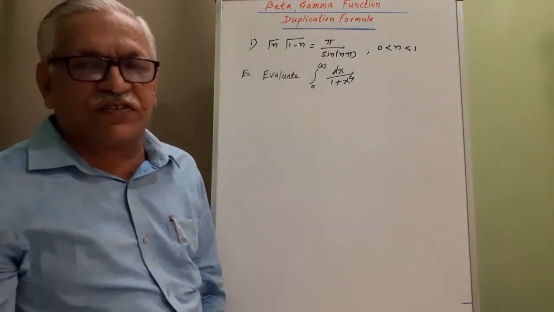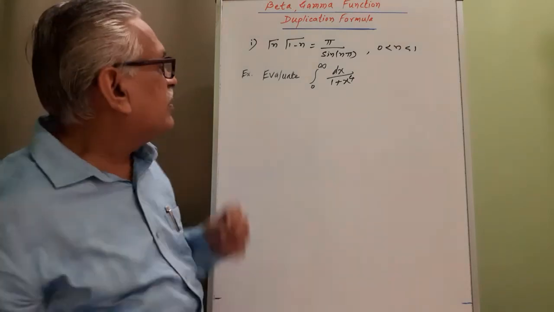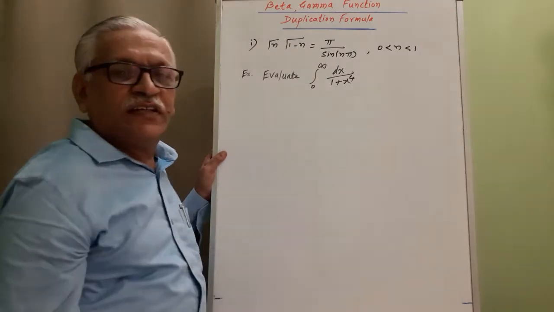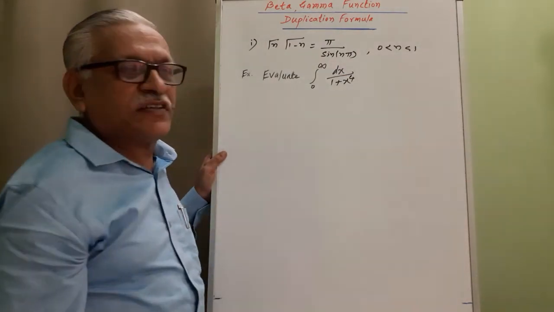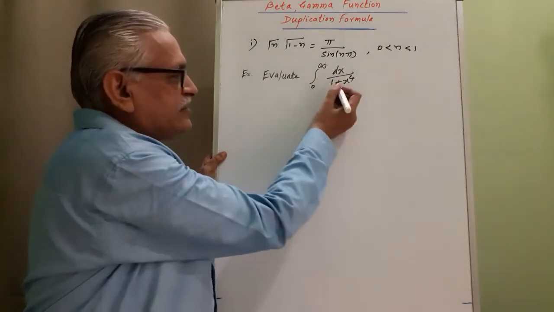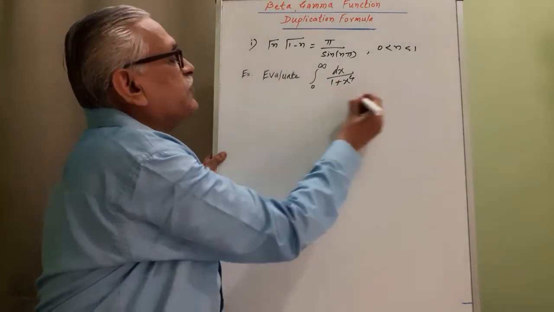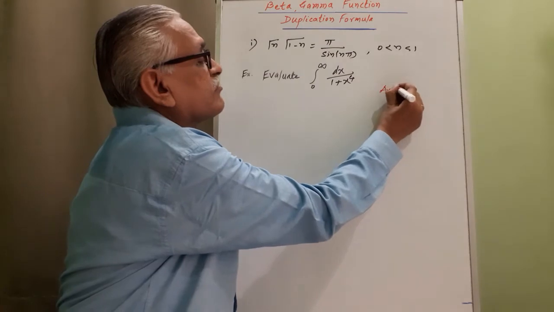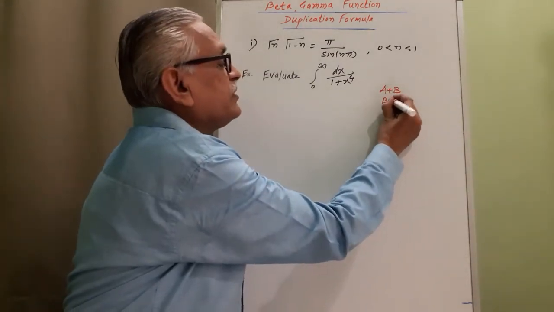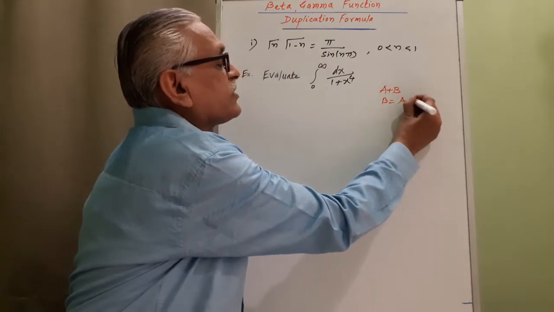Application or use of duplication formula. Let us solve the problem. Evaluate the integral from 0 to infinity dx divided by 1 plus x to the power 4. To evaluate it, as it involves the term a plus b in the integrand, we have to use the substitution b equals a tan square theta.